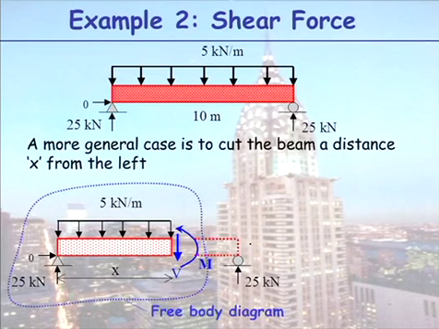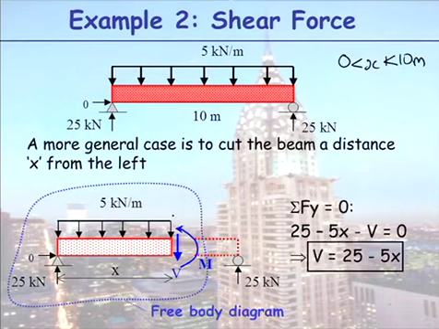A more general case would be to cut it at x metres, where x, in this case, represents anything between 0 and 10 metres. So if I call that distance x there, what is the total load down here on my free body diagram now equal to? It's equal to 5 kilonewtons per metre times x metres. So now, let me just write that in red.